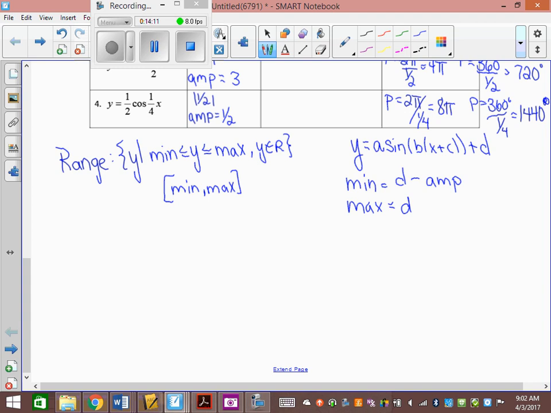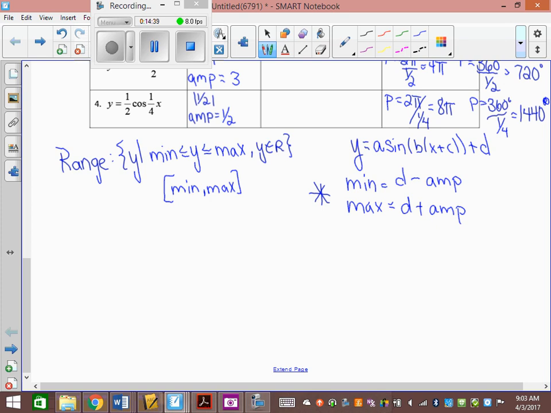And d plus your amplitude. Now, why do people get this wrong on the test? They forget about it, always. Number one. Number two, they do amplitude plus d, amplitude minus d, which doesn't make sense. You need that middle line. You need that middle line to add the amplitude to, and you need that middle line to subtract the amplitude from. So that's why it's d plus amplitude, d minus amplitude, always.